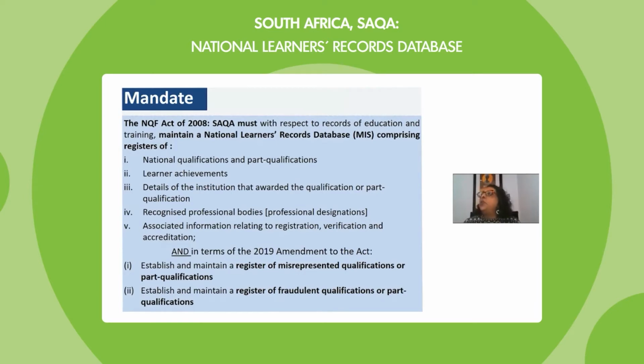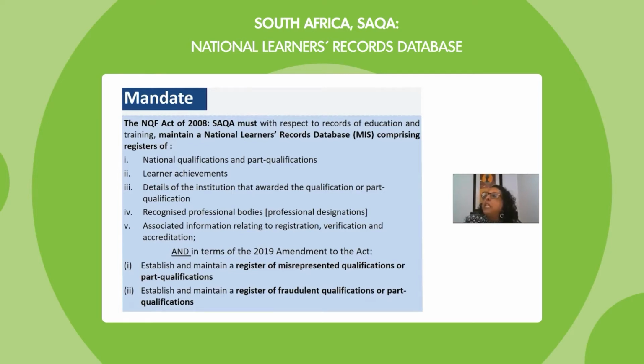So the mandate of the NQF in terms of its management information system and data management, what the Act says is that SAQA, with respect to records of education and training, must maintain a national learners records database management information system that comprises registers of national qualifications and part qualifications, learner achievements, details of accredited providers offering the registered qualifications, recognized professional bodies, registered professional designations, and other information, for example, a register of foreign qualifications compared and pegged against national qualifications registered on our South African NQF.